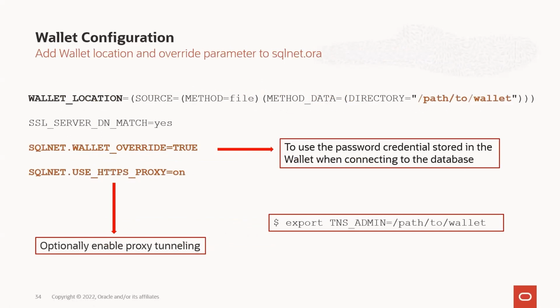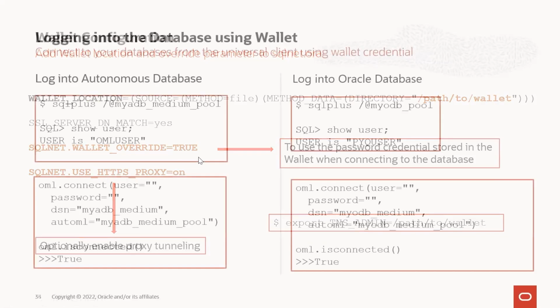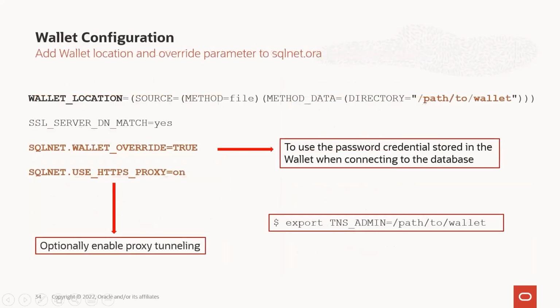In sqlnet.ora, you're going to want to add the path to your wallet. You're going to add SQLNET.WALLET_OVERRIDE equals true to use the password credentials stored in the wallet when you're connecting to the database. And then optionally, you will add SQLNET.USE_HTTPS_PROXY equals on to enable proxy tunneling if you're working behind a firewall.